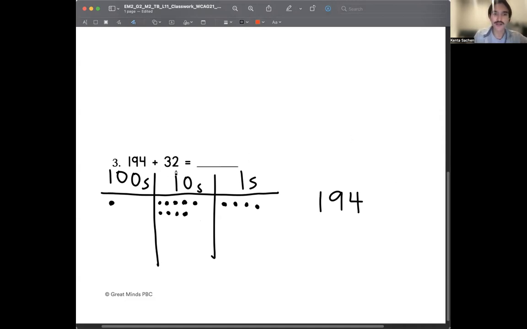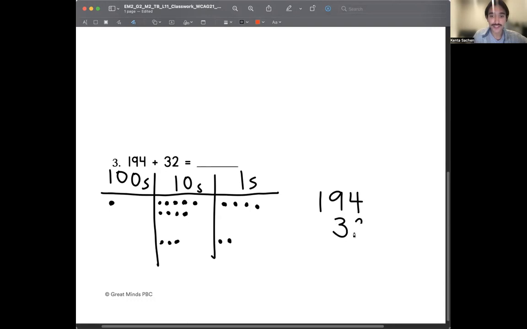Okay, now let's write our second number, 32. Remember, let's leave a little bit of space. There's no hundreds, but there's 1, 2, 3 tens, right? I'm going to leave a little bit of space here, so I know it's a different number, and 2 ones, 1, 2. And again, I'm going to write 32.